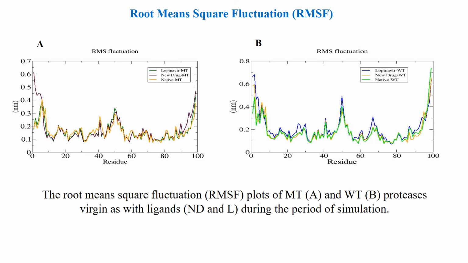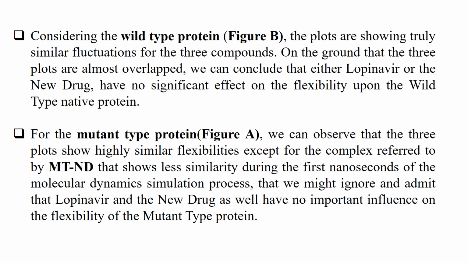While these plots display the root mean square fluctuation for all compounds as well. The root mean square fluctuation plots for the mutant type and the wild type as well as the complex compounds during the period of simulation, which is 100 nanoseconds. In both figures, whether considering the wild type or the mutant type, the compounds show highly similar fluctuations, except for the complex referred to as mutant type new drug, which shows less similarity for the first nanoseconds of the simulation process, that we might ignore and conclude that the complexation has no important influence on the flexibility of the proteins.